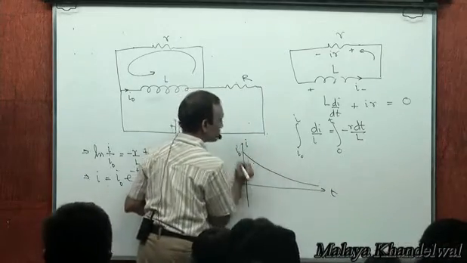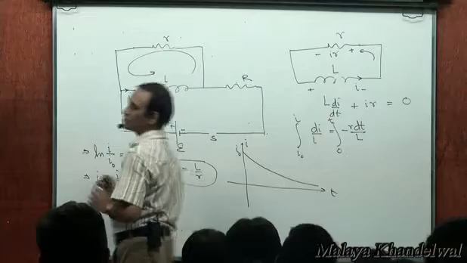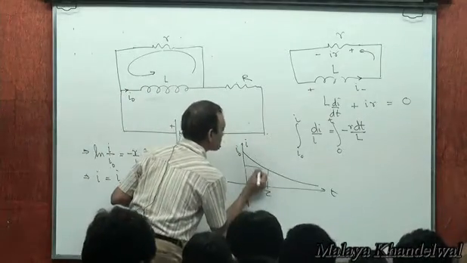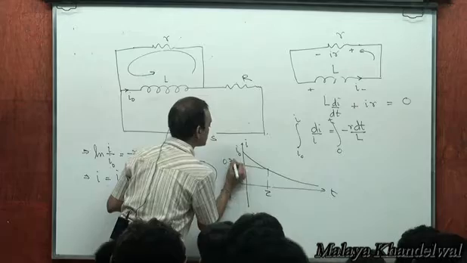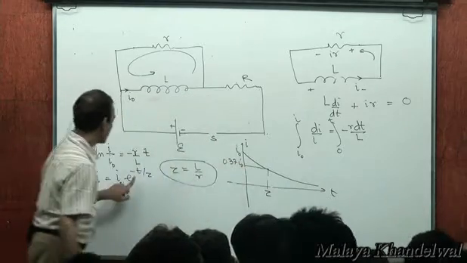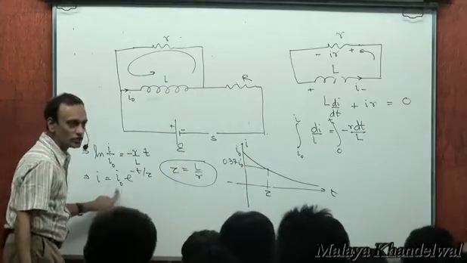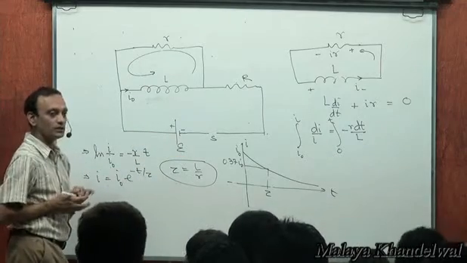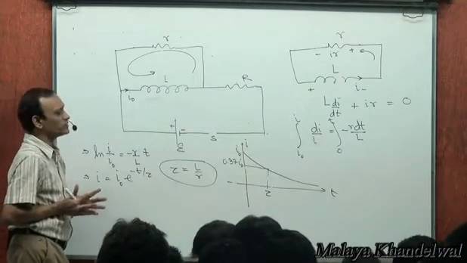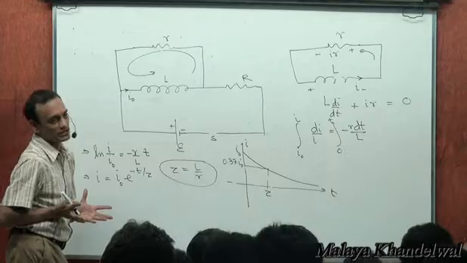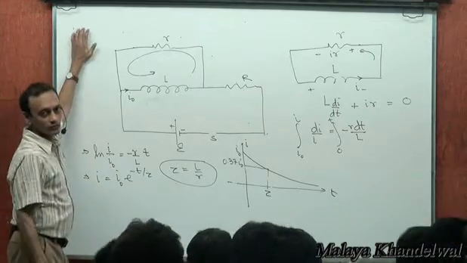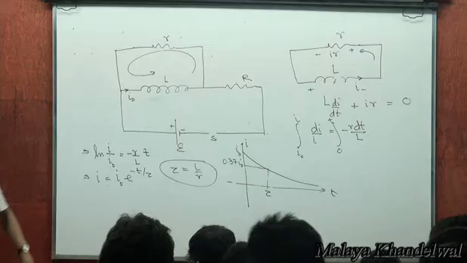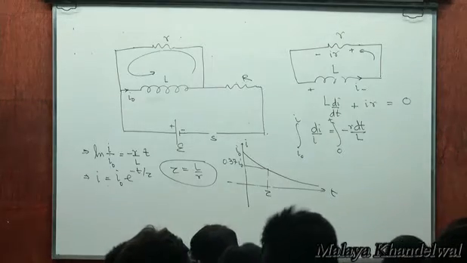At t equal to 0, I was I naught. At t equal to tau, it becomes 37% of I naught, as you can see, because 1 by e is 0.37. So the current decays fast, but not abruptly, to 0. How's that? Does it make sense to all of you? Okay.